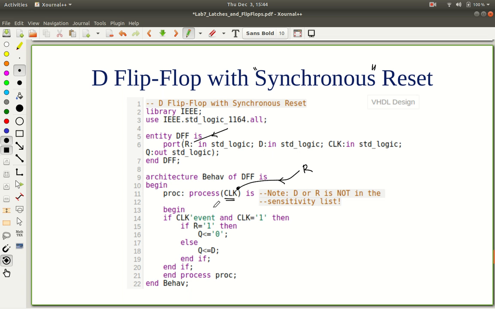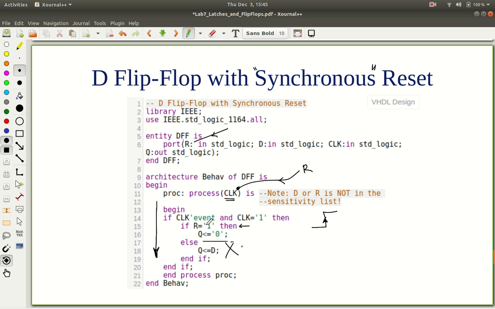So if there is an event on the clock and if clock is 1, that means only on the rising edge, not on the falling edge. First we check for R. So recall now this fact that inside a process you interpret the statements sequentially, so you interpret them one after the other. So if this condition is met, that is reset is 1, then Q is assigned a 0, else Q is assigned D. So if reset was 1, then this part would never occur.